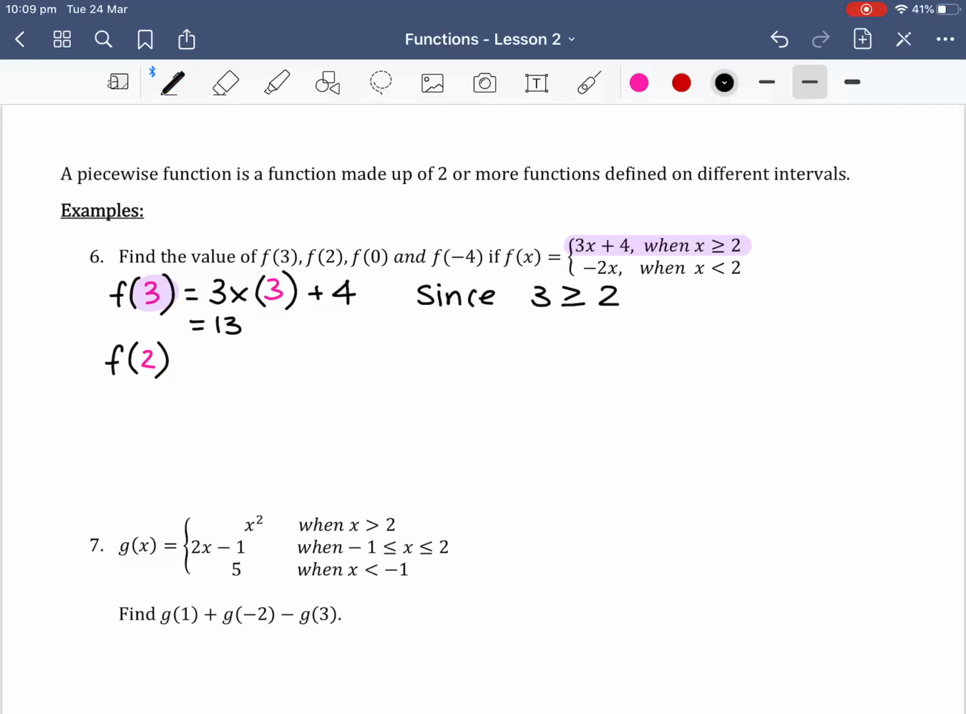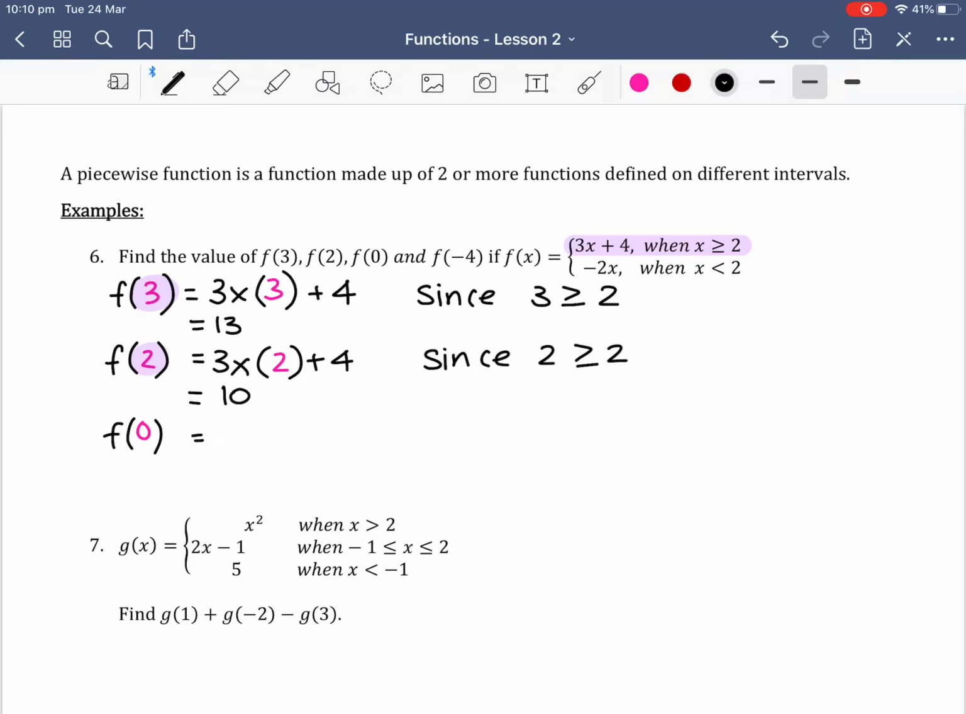Next value, we have f of 2. Since 2 is greater than or equal to 2, we are going to use this first one again in this case. So we go 3 times our 2 plus 4 equals 3 times 2 is 6 plus 4 is 10.